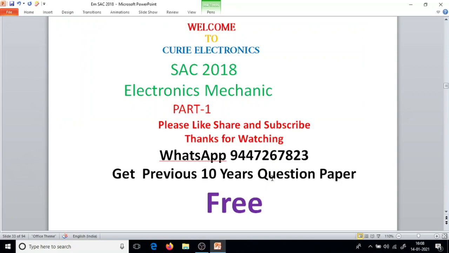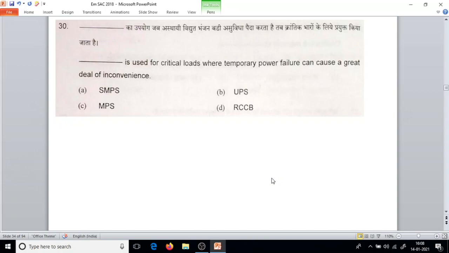There are 90 questions, so I have to make 3 parts. This is part 1. So we'll solve today's last question. What is today's last question? Question number 30.